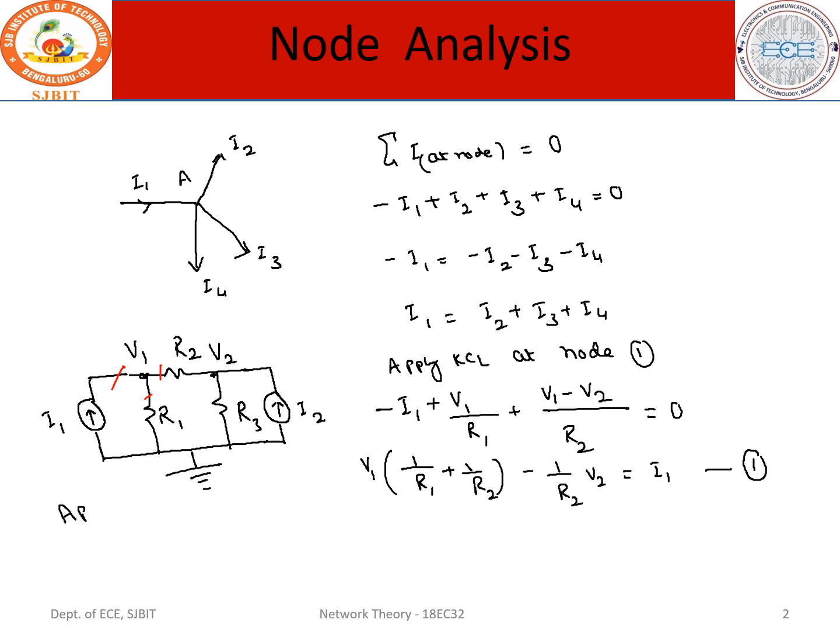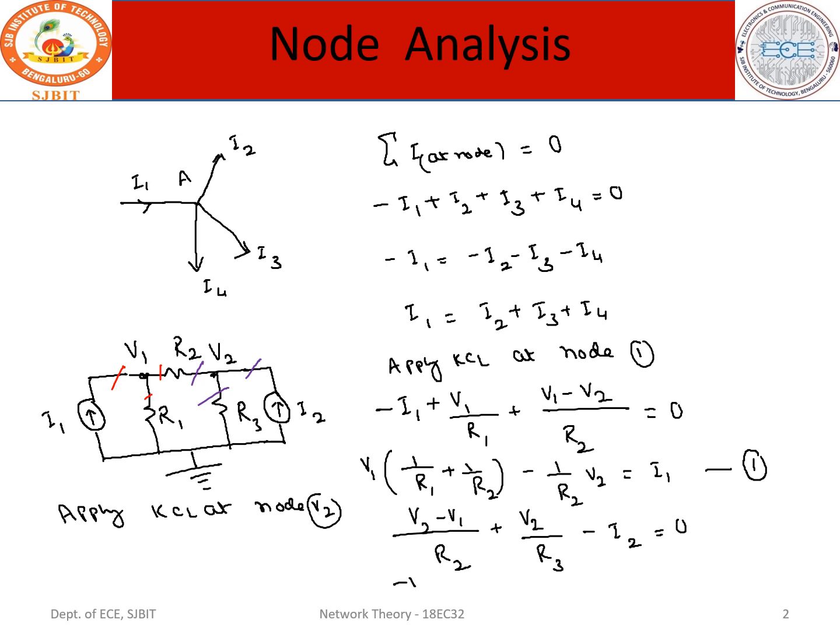Then apply the KCL at node 2. Apply the KCL at node V2. What are the branches connected to node V2? These are the branches connected, this branch and this branch. Now we can write the expression: V2 minus V1 by R2, plus V2 minus 0 by R3, that is V2 by R3, and then the current entering, minus I2, is equal to 0. This we can write as minus V1 by R2 plus 1 by R2 plus 1 by R3 times V2 is equal to I2. Call this equation 2. Now we can solve equations 1 and 2 and find out V1 and V2.